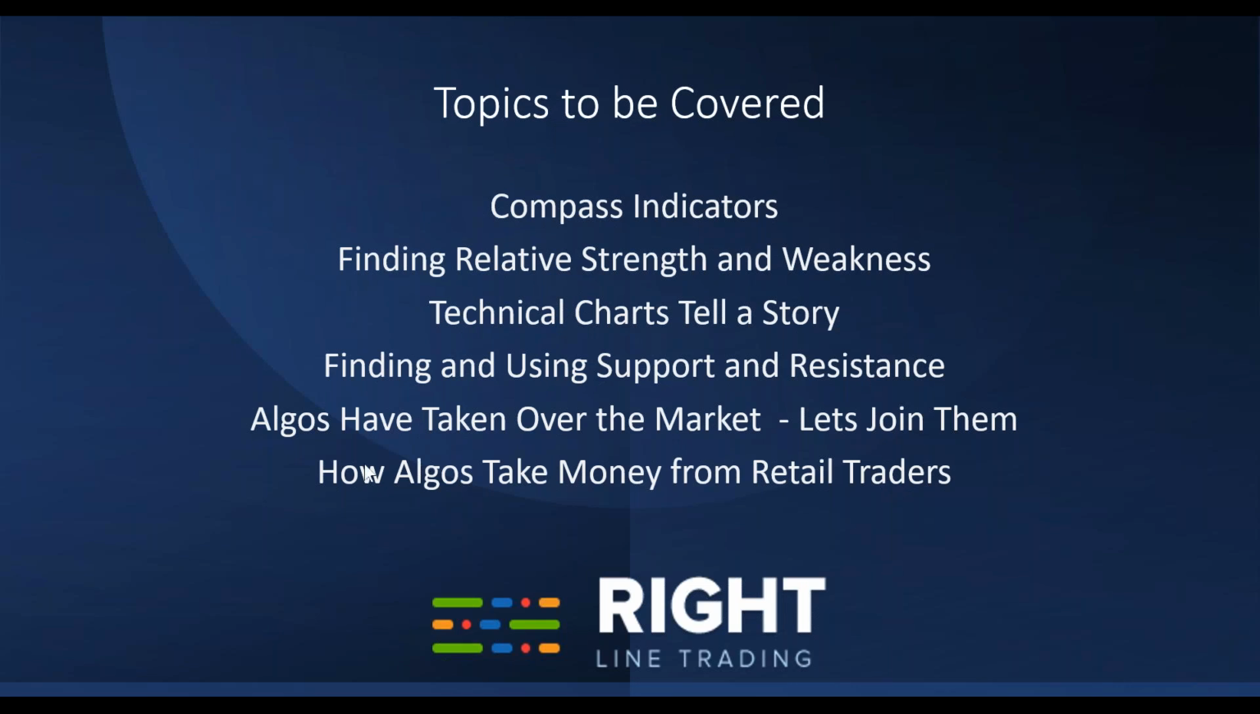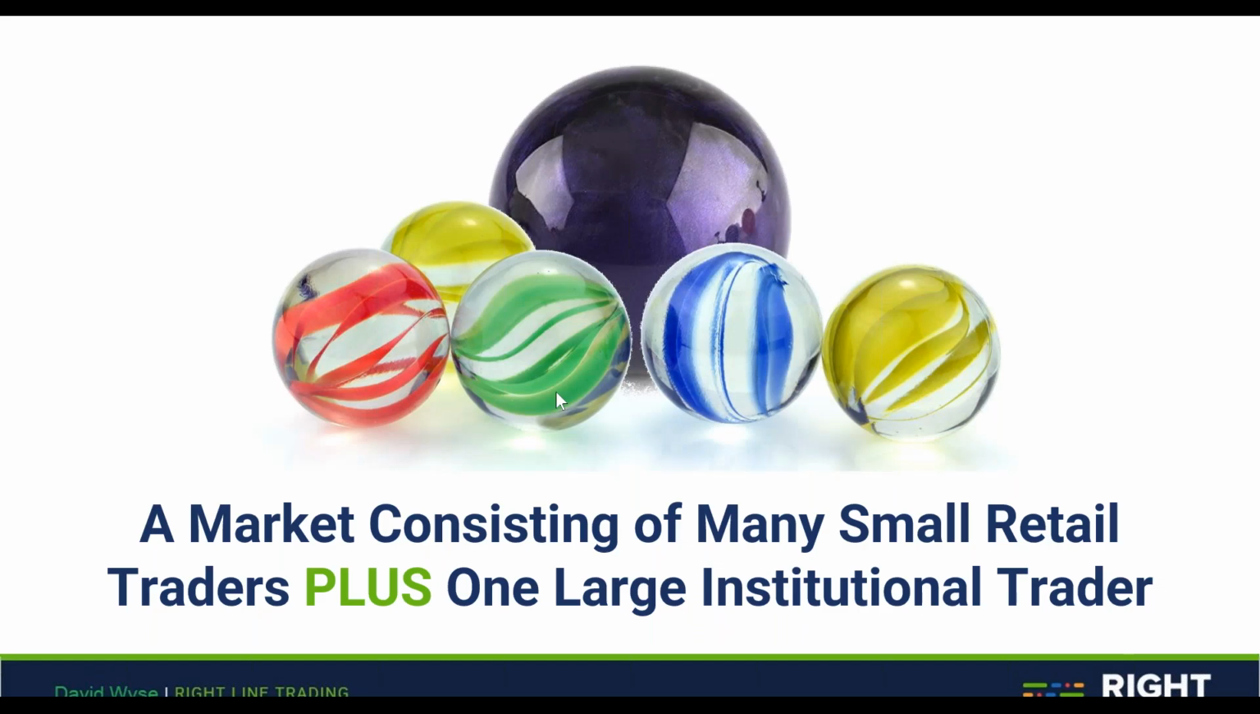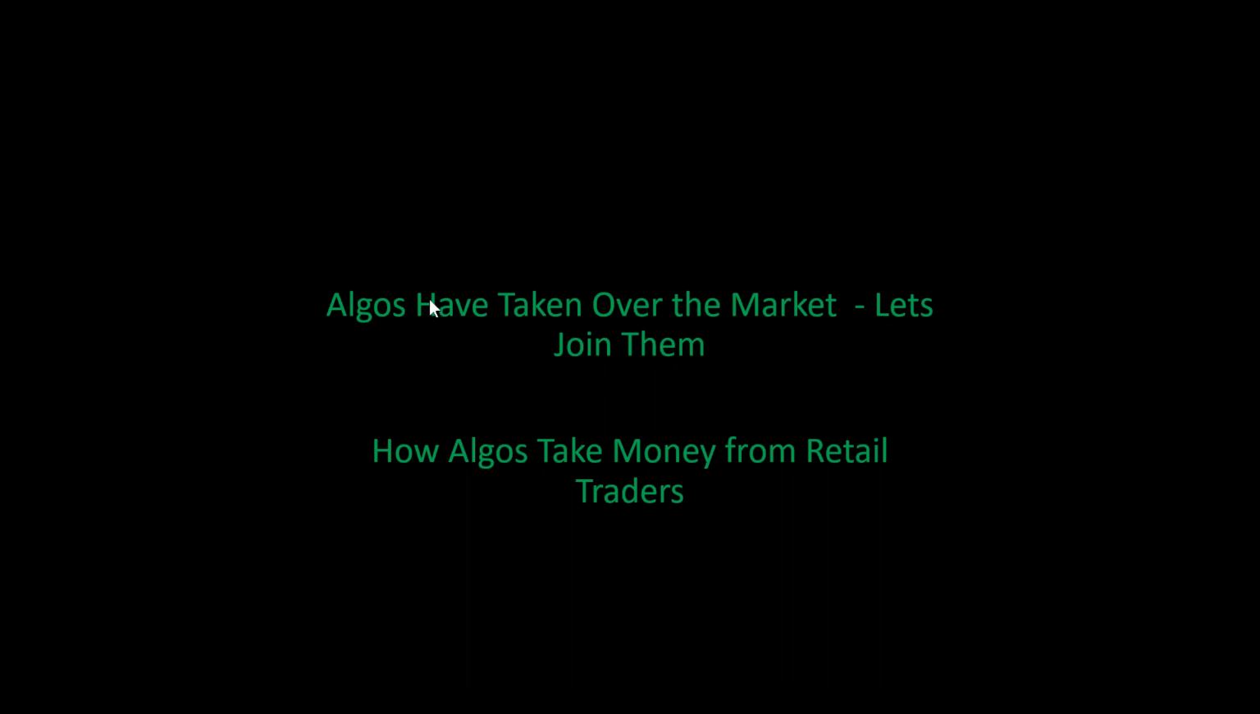So again, we're going to talk about how algos take money from retail traders and how they've taken over the market. Most of the trades are coming from institutions. Most of the big trades are coming from institutions. And we've got to be able to identify that and join them. When they're in there, we want to be in. When they're not in, we don't.